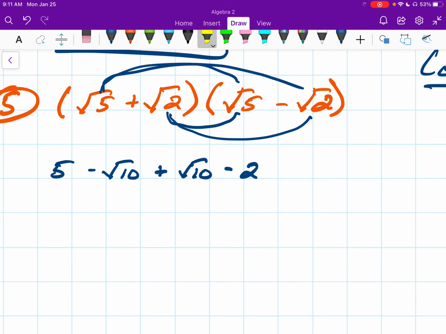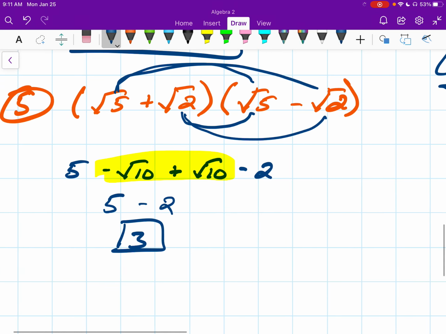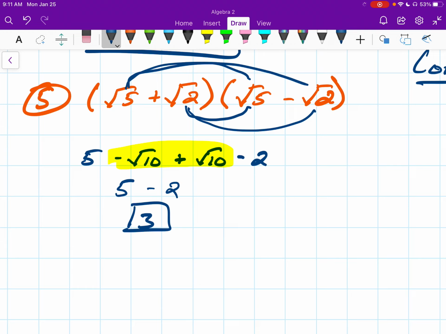So hopefully we're seeing the fancy piece that it does here. These guys will cancel, right? So then I'm just left with 5 minus 2, which is 3. So conjugates can help us get rid of roots. And we're going to use that whenever we have ugly denominators that we need to rationalize.